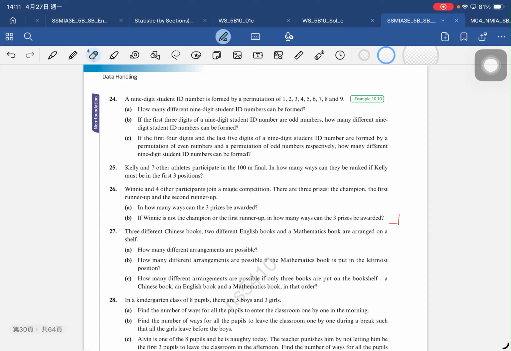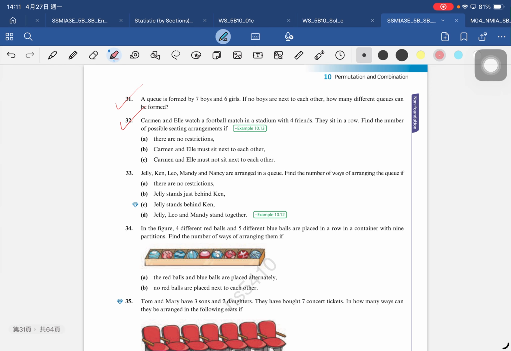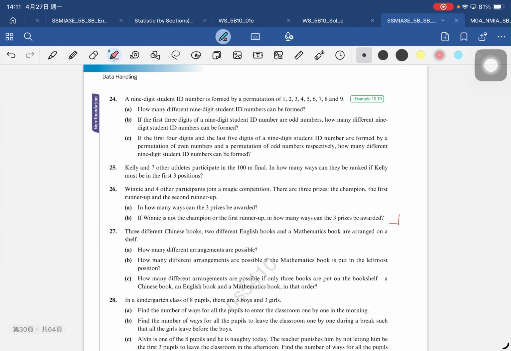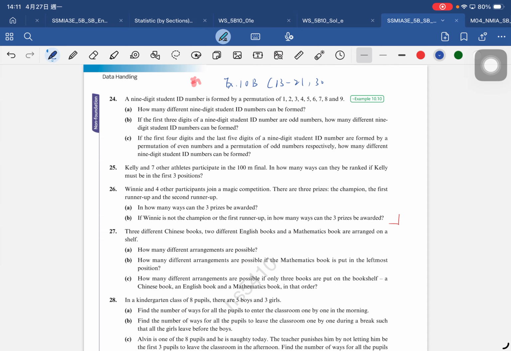And some questions relate to grouping, separation. Number 30, you can see the examples. Reference examples 31 and 32. Please mark the questions. That's the end of this part. So tomorrow we will check the answers.